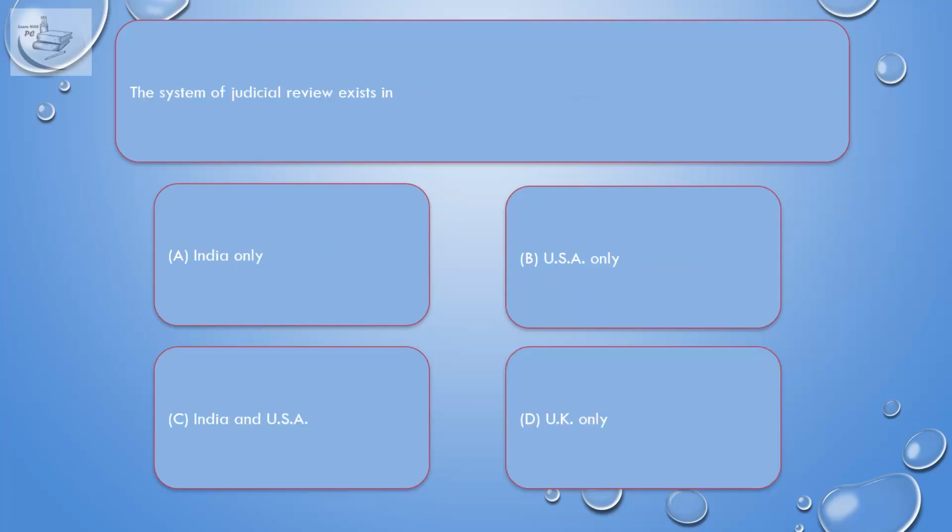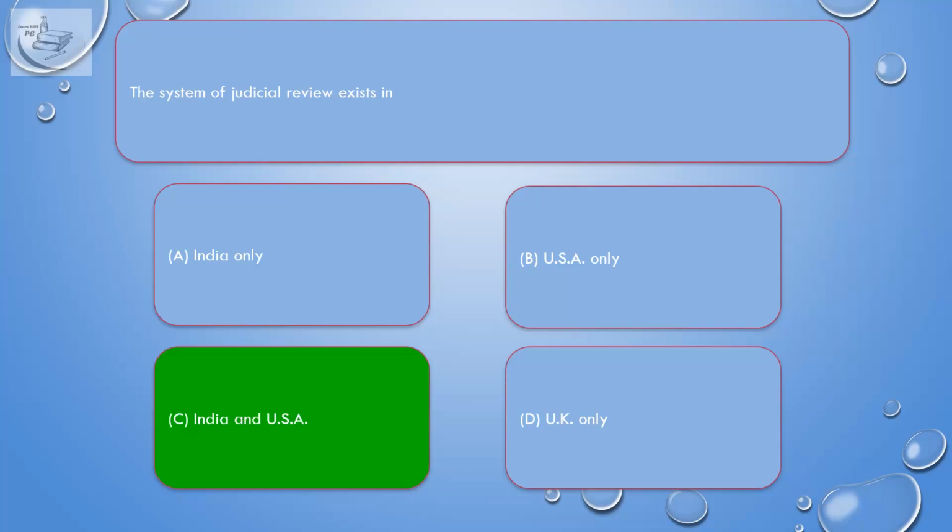Question: the system of judicial review exists in A. India only, B. USA only, C. India and USA, D. UK only. Correct answer is C. India and USA.